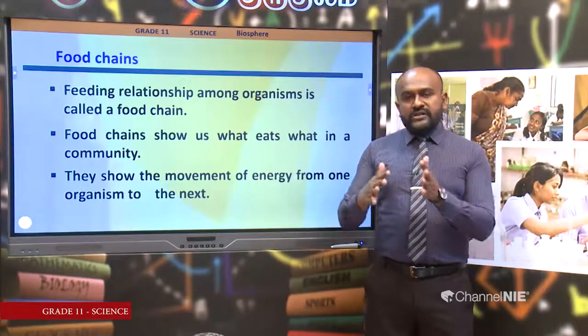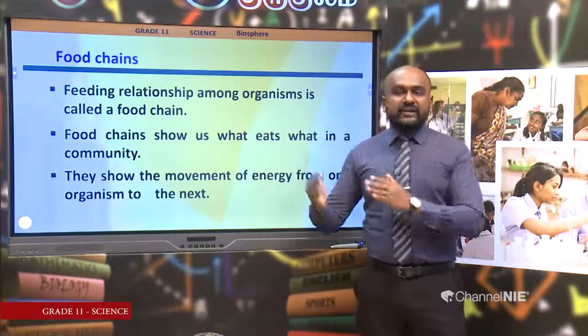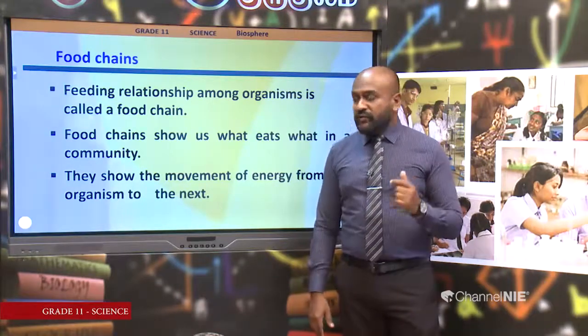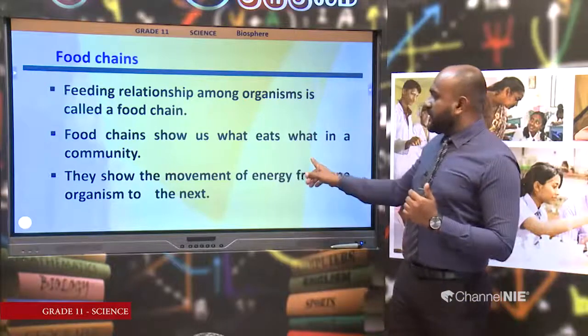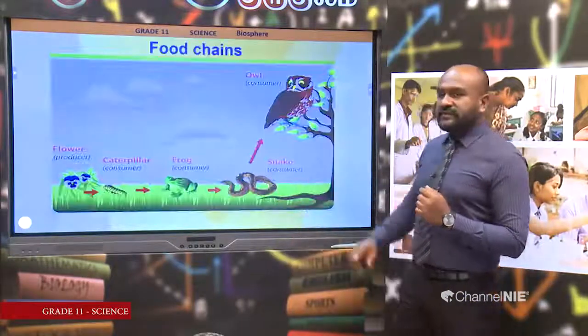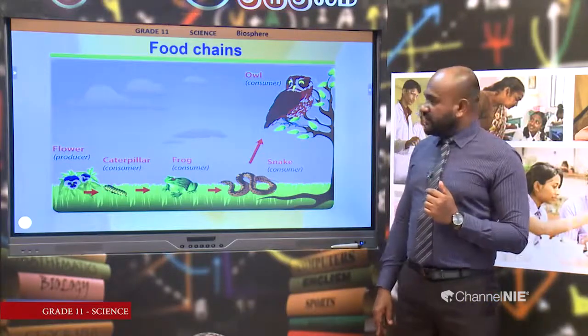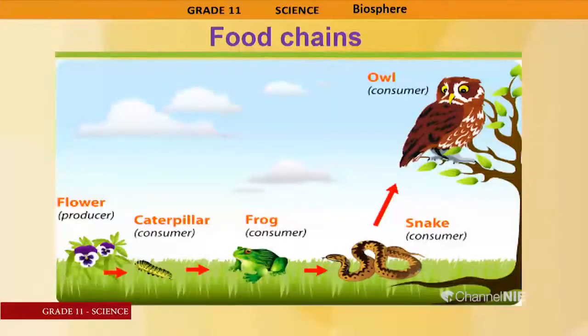Actually, it shows what eats what in a community. That is what we can get from a food chain. Now, you can see a food chain on the screen. You can see a flower, caterpillar, frog, snake and owl. So, this is a food chain with 5 organisms.